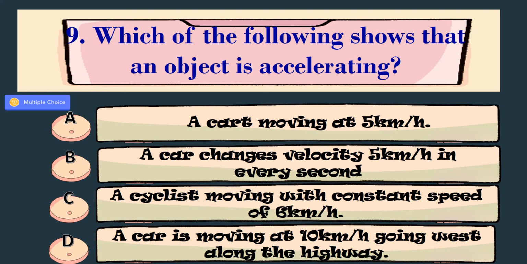C. A cyclist moving with a constant speed of 6 km per hour. Or D. A car is moving at 10 km per hour going west along the highway. Very good. And that is letter B. A car changes velocity 5 km per hour in every second.